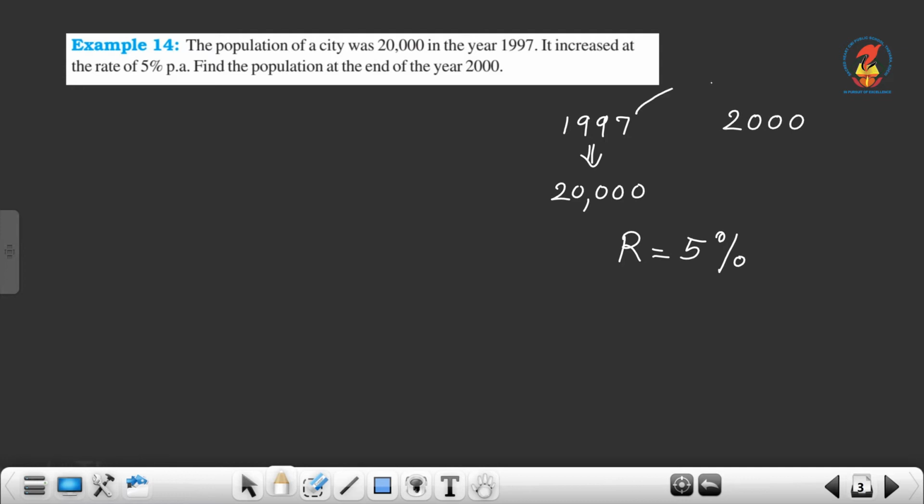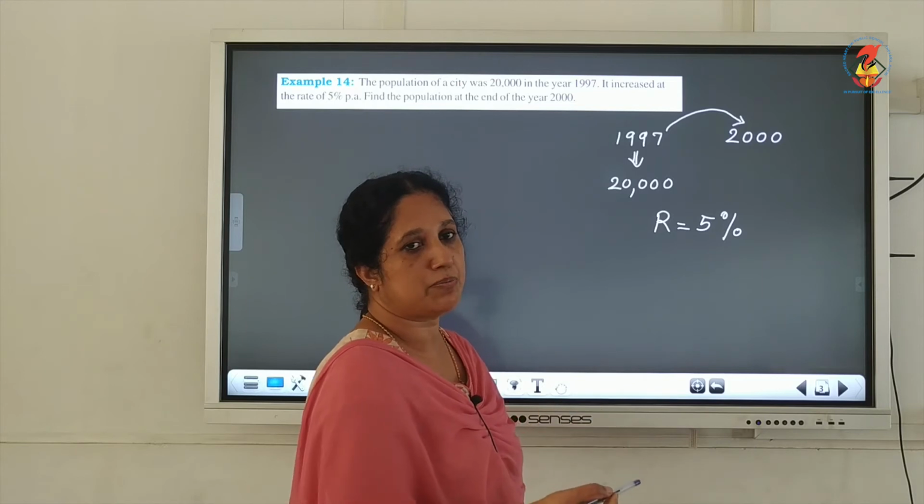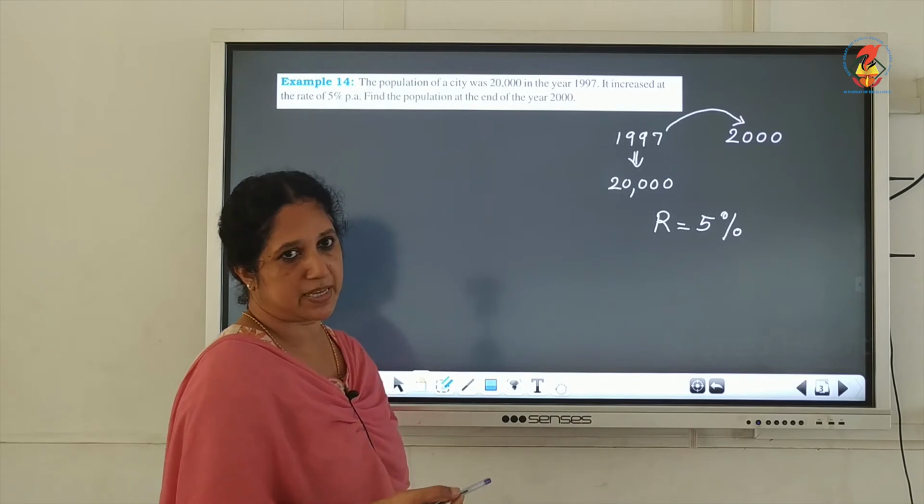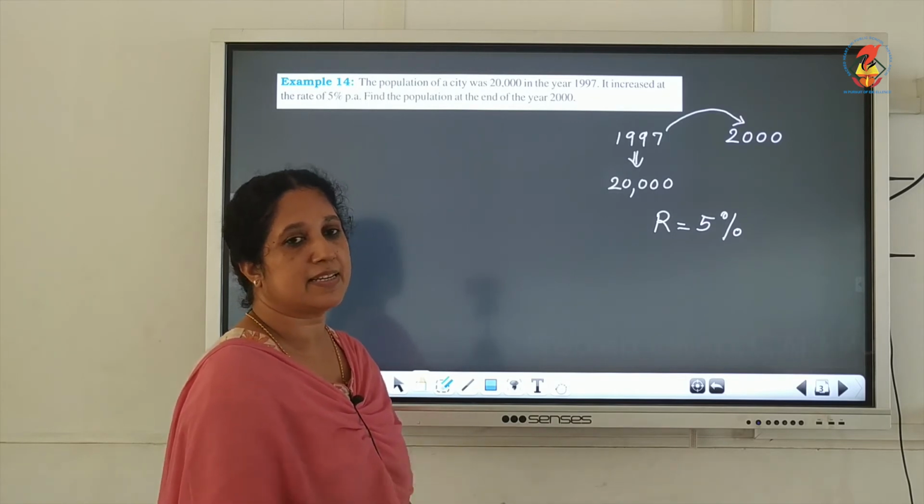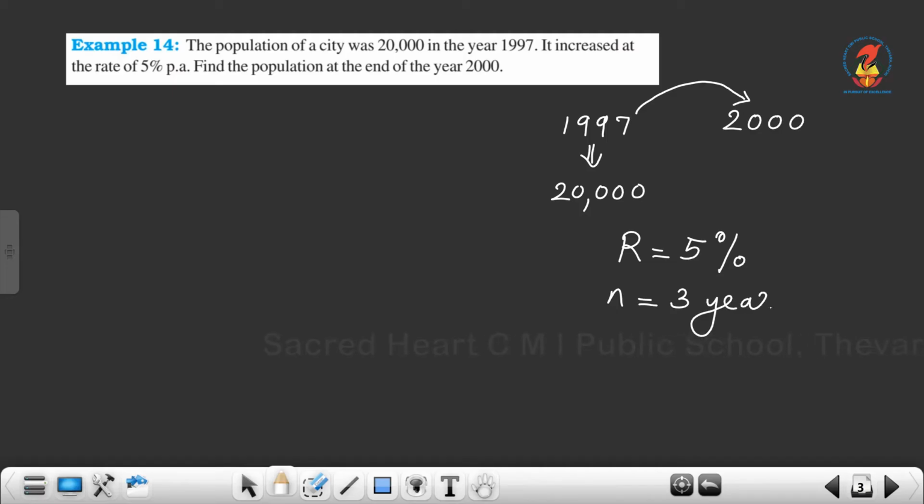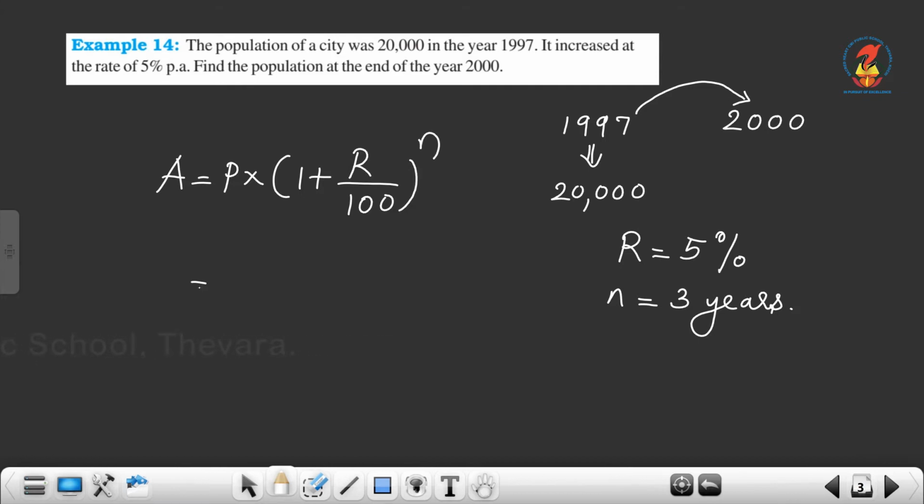From 1997 to 2000, how many years? 3 years. So you have to find out the population after 3 years, and the rate of increase of the population is 5% per year. So we can take N equal to 3 years. Now we will apply the formula A is equal to P into 1 plus R by 100 whole raised to N. Here P stands for the population in 1997.